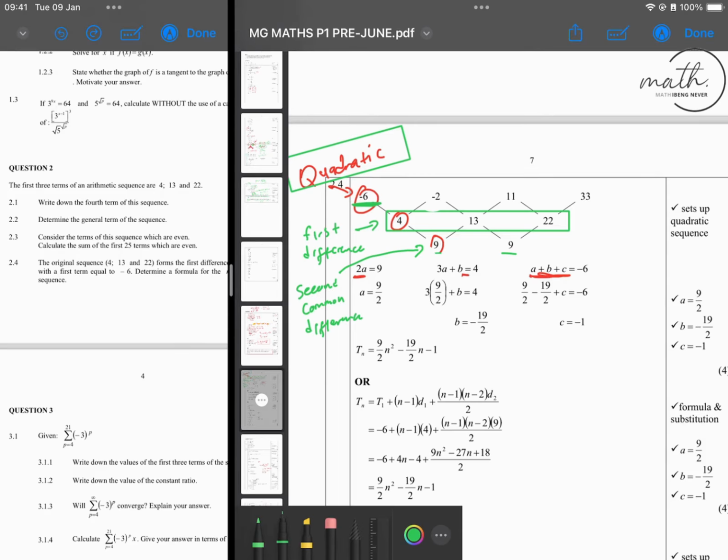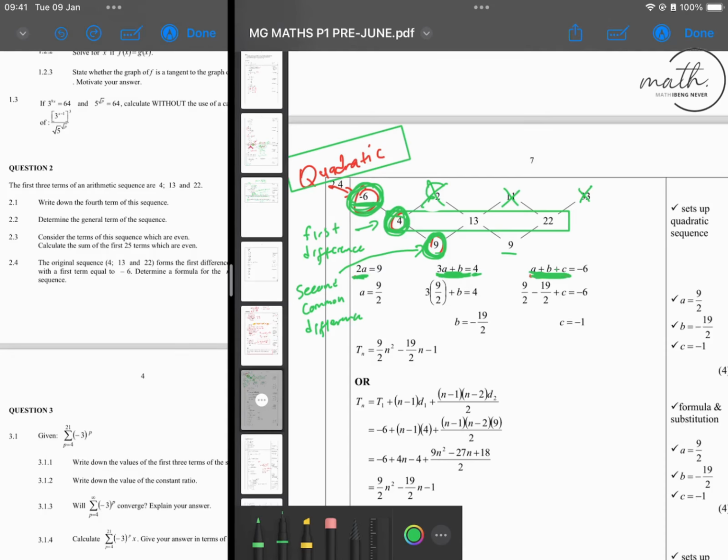Now the question will ask you to find the formula. To find the formula, what you just need to remember is this: 2a, 3a plus b, a plus b plus c. You know 2a should be equal to this. 3a plus b, the second one, should be equal to the second one there. That is the 4. And then a plus b plus c should be equal to the first one. So even if you didn't find these ones, you're still going to be able to find the formula.